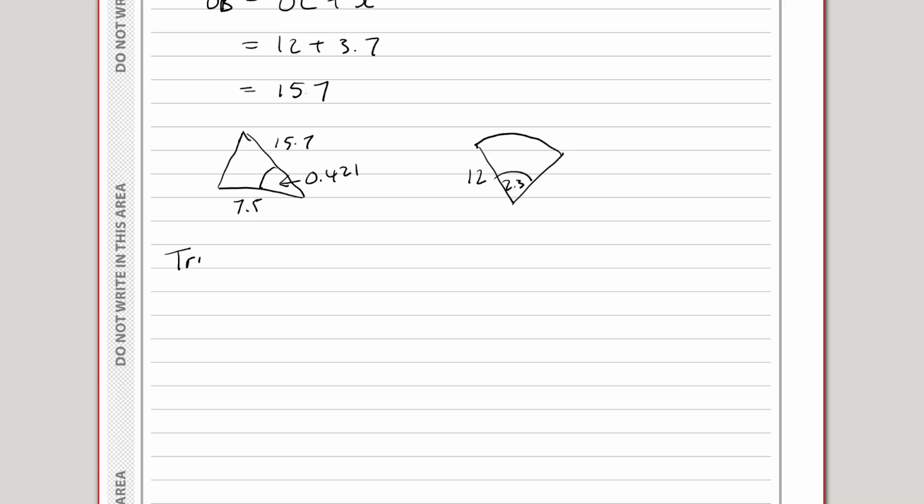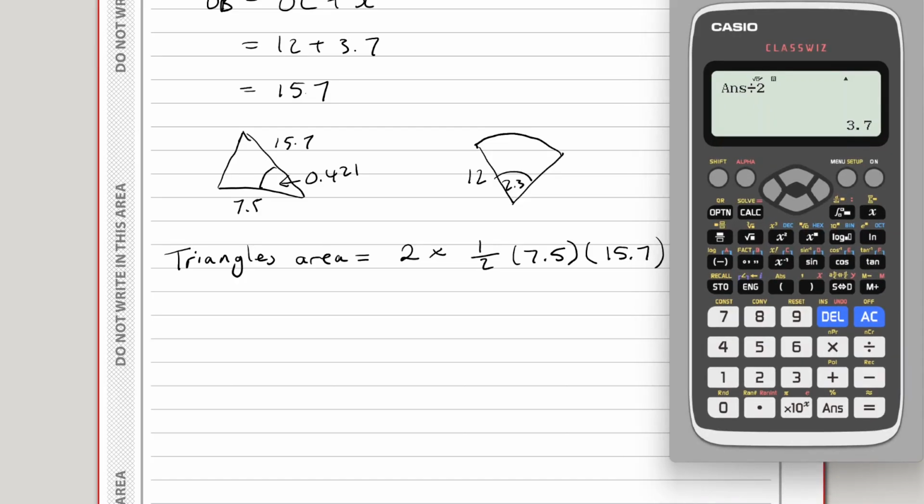So the triangle's area is two lots of half ab sine C. So the two halves are going to cancel out. So 7.5 times 15.7 times sine 0.421, which is 48.12.